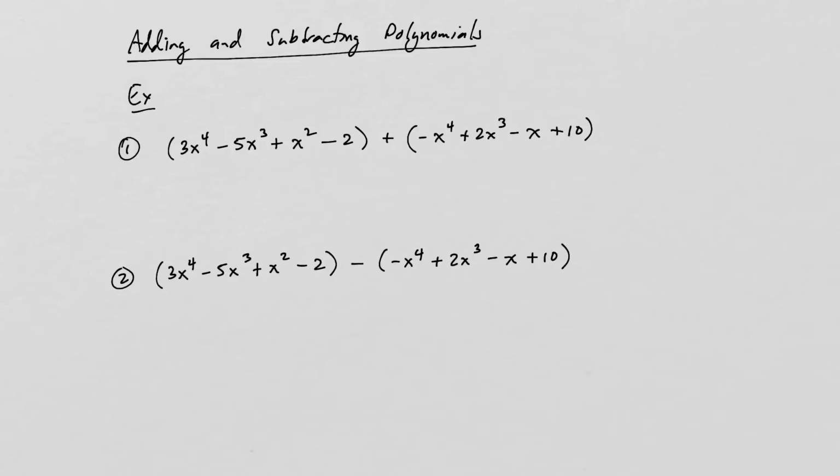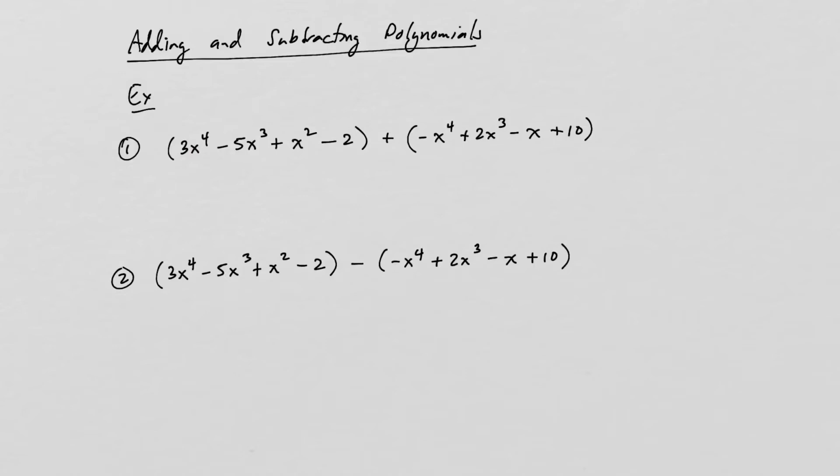Okay, the final concept for this section is adding and subtracting polynomials. Basically, adding and subtracting polynomials is relatively simple. What you need to do is combine like terms. And so when we're adding this 4th degree polynomial to this 4th degree polynomial, we just need to add the coefficients in front of the like terms.